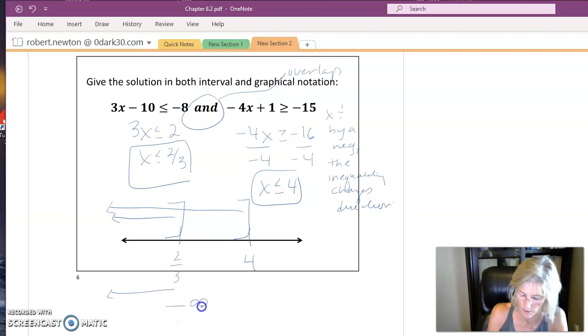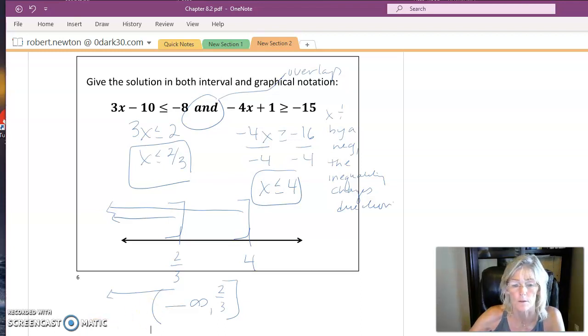So it comes from negative infinity. Again, we always come from the left. The smallest number always goes first in the interval notation, and it goes to 2/3, and there is a hard bracket on 2/3, a parenthesis around the infinity.